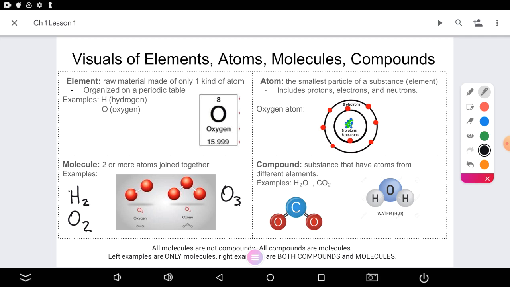Now it gets confusing when we start talking about compounds. Compounds are a substance that have atoms from different elements. These are the examples you were just giving me. H2O, CO2, carbon dioxide. Why are those compounds, Addie? Yeah, there's different elements mixed together to make a whole new substance. So this one right here is one carbon atom and how many oxygen atoms? 2. So this one is showing CO2 or carbon dioxide.